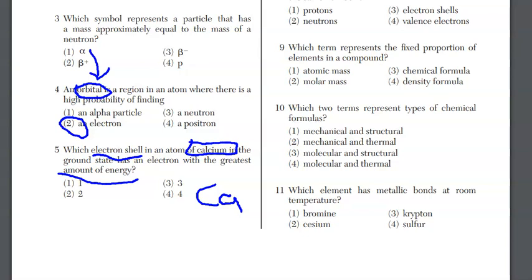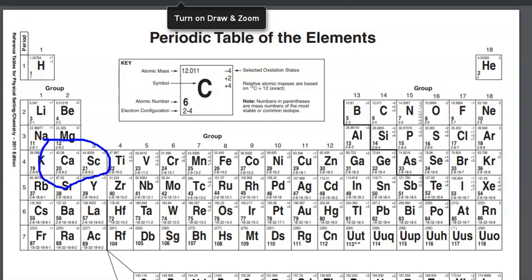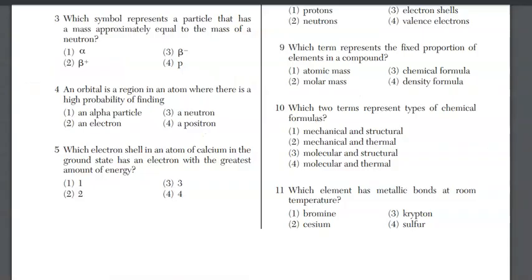Let's head over to the periodic table. Here we are at the periodic table. I've circled calcium. We have an electron configuration of 2882. In other words, there are 4 levels or shells. The further out electrons are from the nucleus, the more energy they possess. So that is going to be the 4th shell or level because it goes up to 4 for calcium. The answer then for question 5 is choice 4.